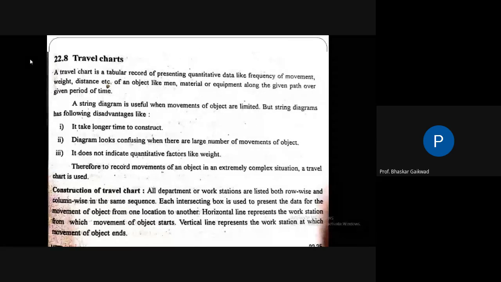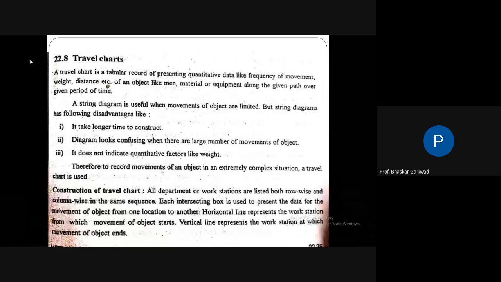Now how to make these travel charts? Construction of travel charts: all departments or workstations are listed both row wise and column wise. So department wise, all the workstations we can divide into rows and columns in the same sequence. Each intersecting box is used to present the data for the movement of the jobs from one station to the next station or another station. Horizontal lines represent the workstation from which movement of the job starts. Vertical lines represent the workstation at which movement of the object ends.